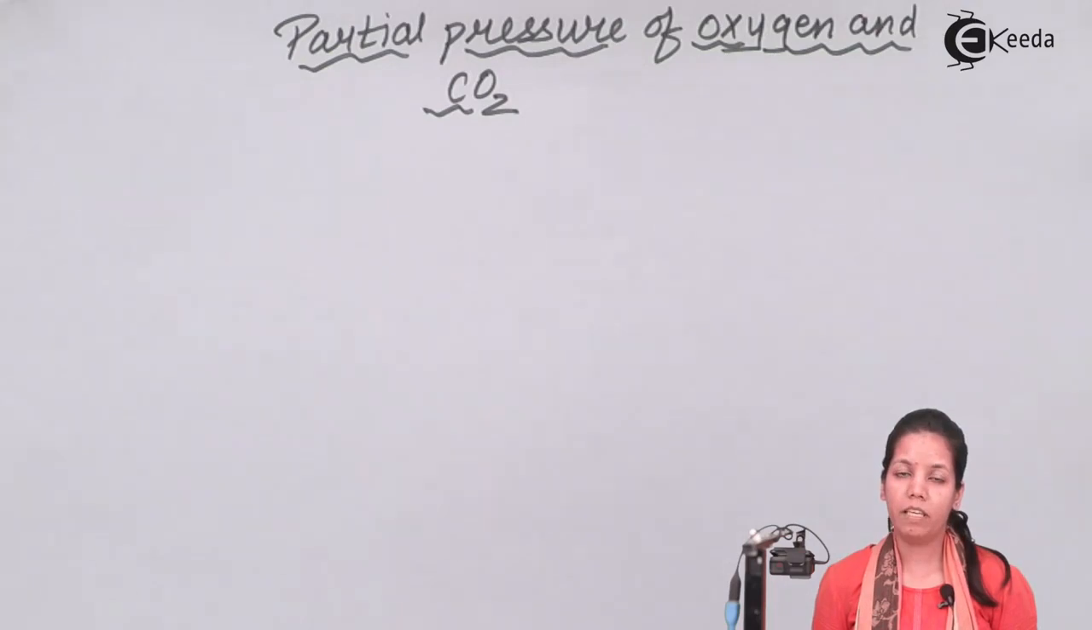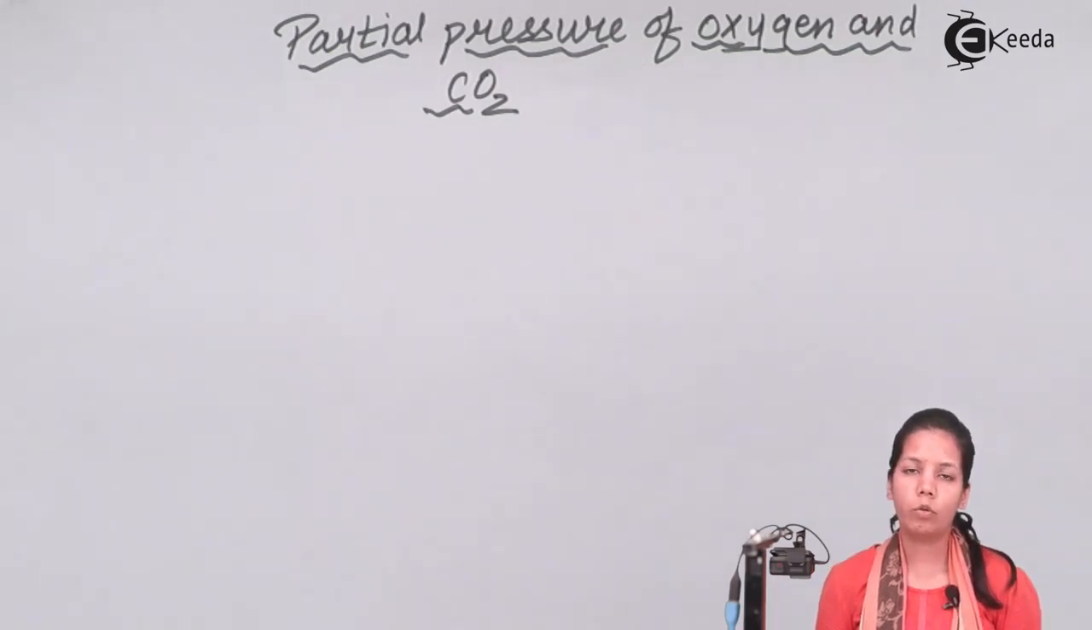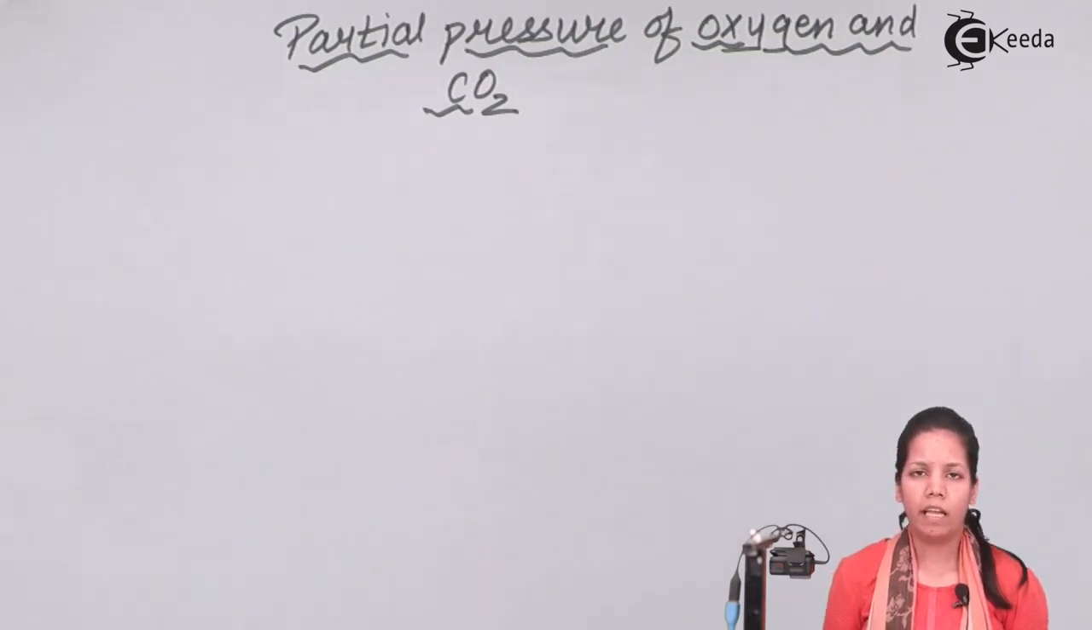Partial pressure of PO2 and PCO2. Now PO2 stands for partial pressure of oxygen and PCO2 stands for partial pressure of carbon dioxide. Whenever you inhale air, this air is just a mixture of every gas that's present around your atmosphere. It would include oxygen, carbon dioxide, nitrogen, dust grains, bacteria, etc.